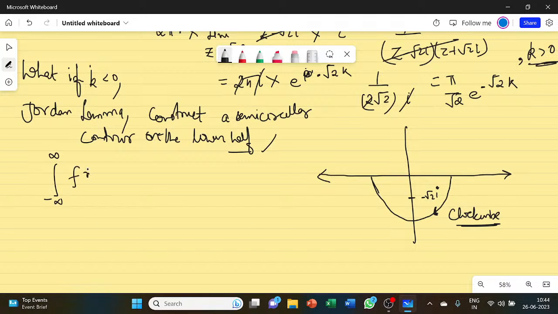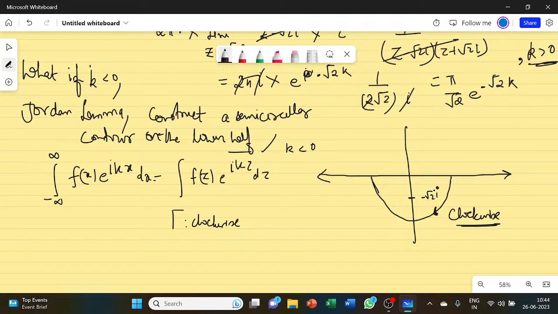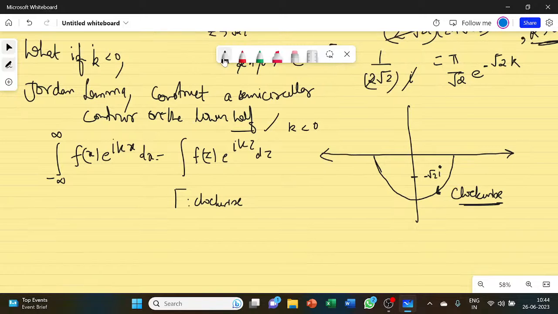So if I am writing this integral of f of x e to the power iota kx dx, I can write it as the contour integral over gamma of f of z e to the power iota kz dz. Don't forget that k is less than 0, and this is oriented clockwise, not anti-clockwise. And whenever the orientation is clockwise, you have to take a negative also. So negative 2 pi iota into the sum of residues, which is the limit as z tends to minus root 2 iota. Here you will get e to the power iota kz. Don't forget that your k is negative, so you have to keep that in mind.